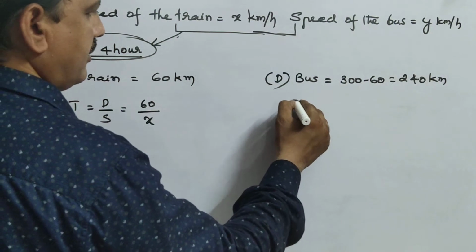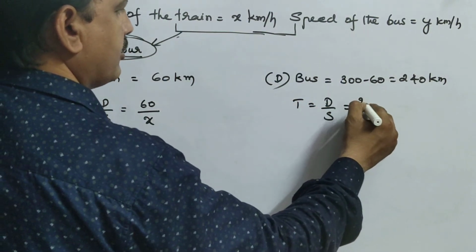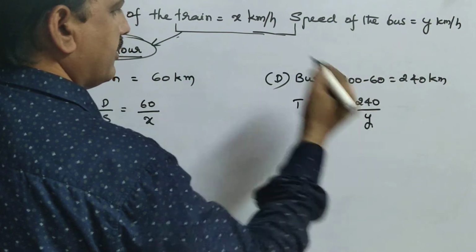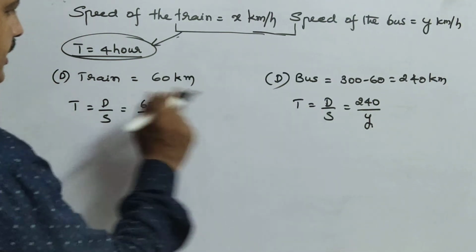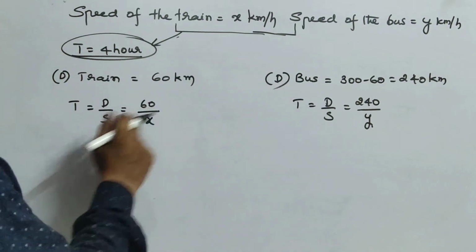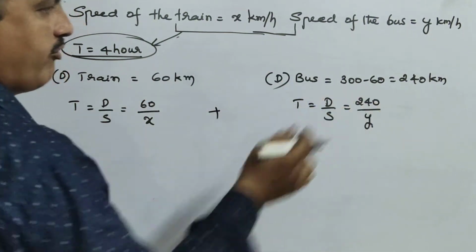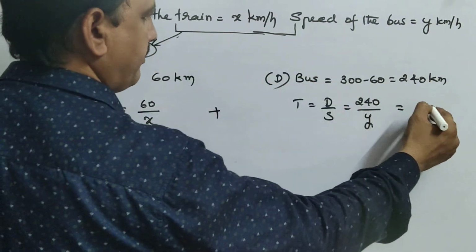Bus. Time is equal to distance by speed. Distance how much? 240. So speed how much? Y. Okay, so time is equal to distance by speed. Now total together, train plus bus, 60 by x plus 240 by y. Together she took 4 hours.